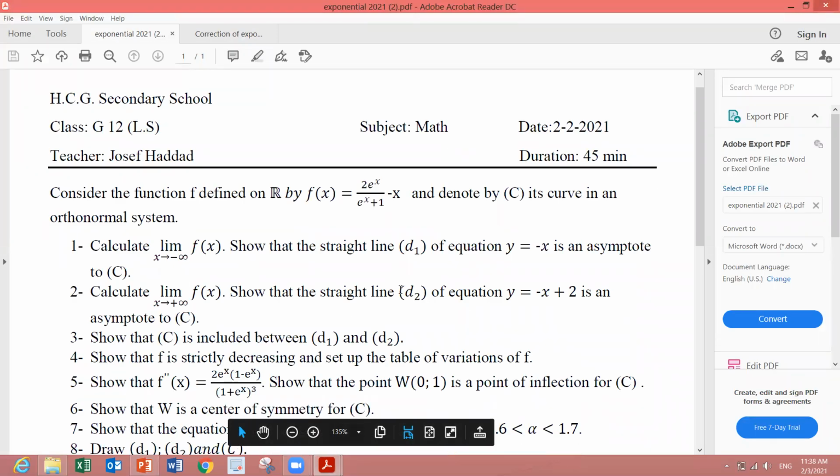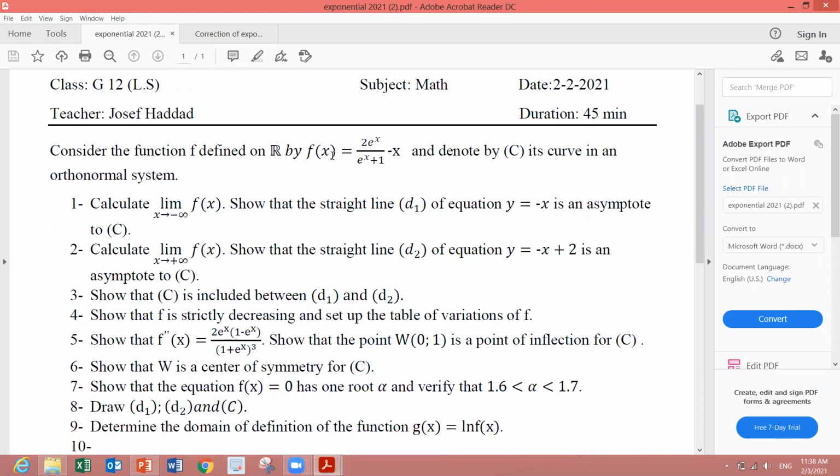So since you are late, I am going to correct the test.